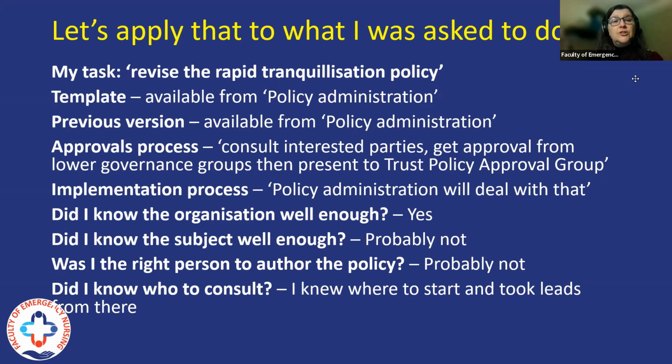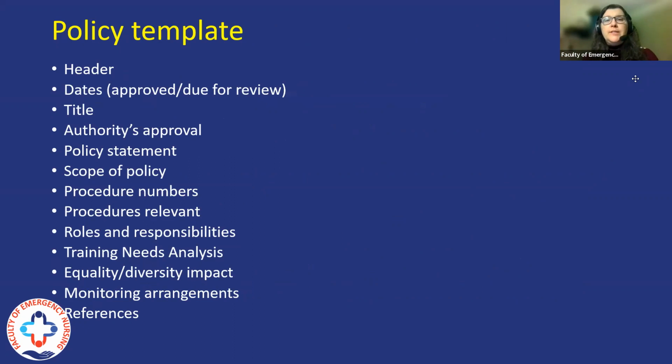Coming on to that next section, so let's move on now. Having applied all of that to what I was asked to do, let's look at some nuts and bolts bits of writing a policy. So on your policy template, you should have these sections. You should have some sort of header. That'll be your trust header, your trust logo. On my example later, I've deliberately left the logo off so as not to make it too identifiable as to which trust I've lifted it from.